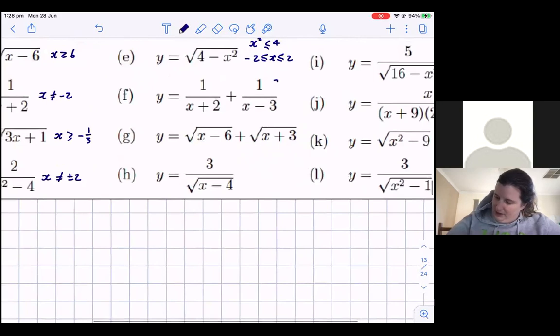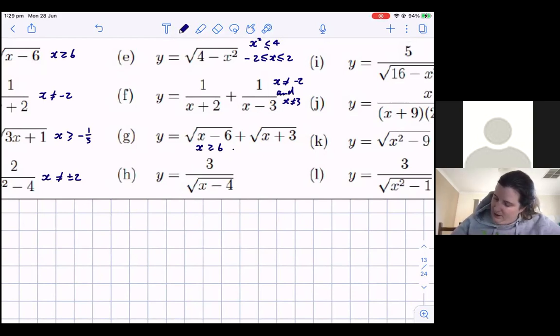F(x) cannot be negative 2 and x cannot be 3. G(x), x has to be bigger than or equal to 6, and x has to be bigger than or equal to negative 3. We go with the most restrictive of these, because if it's bigger than or equal to 6, then it's automatically going to be bigger than or equal to negative 3, like we've satisfied both.